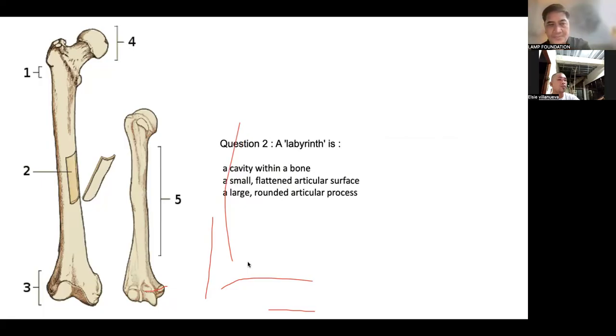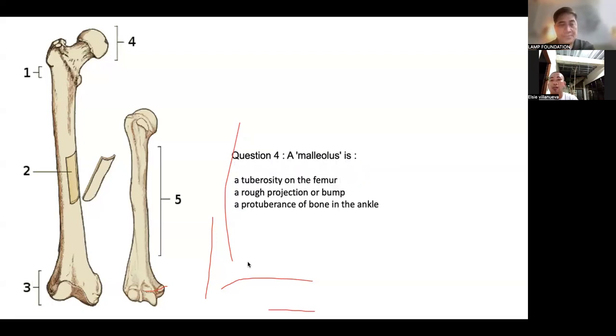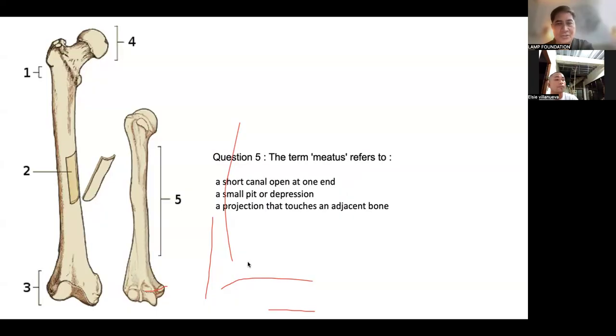Labyrinth is a cavity within a bone. The line on the bone is a long thin projection or ridge. Malleolus: the protuberance of bone in the ankle. Meatus: a short canal open at one end.